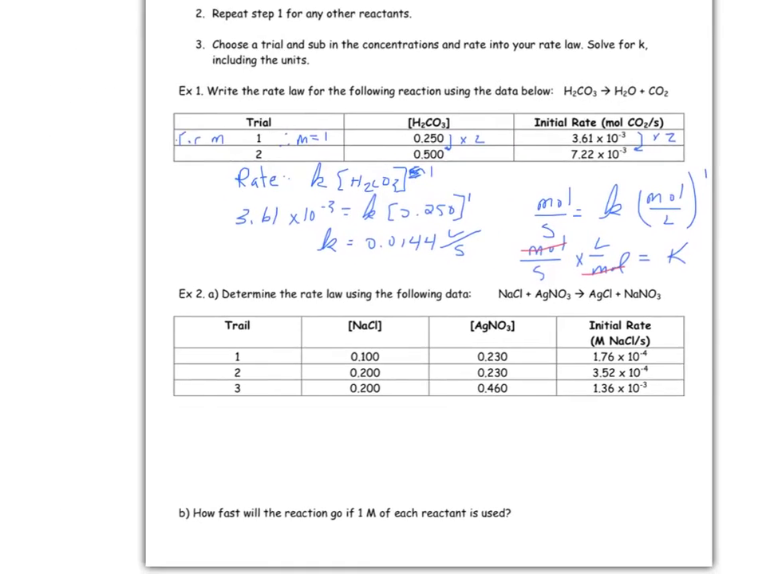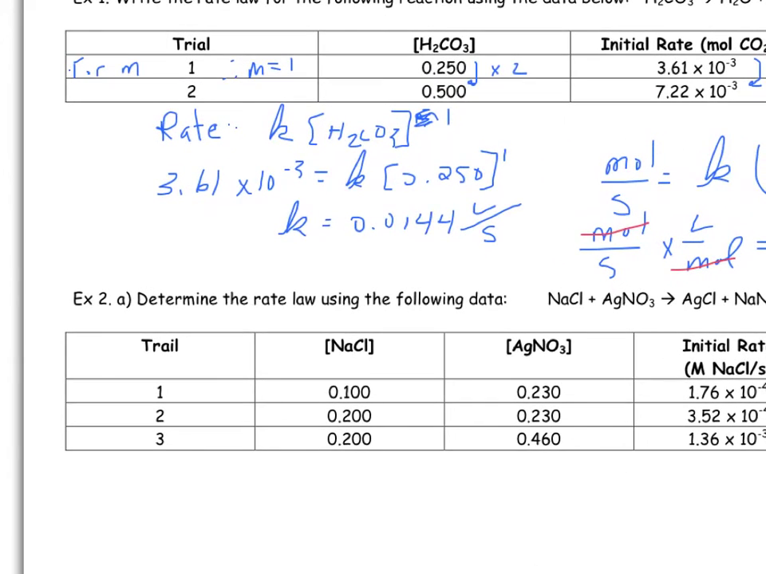Therefore, my rate law is this. Rate equals 0.0144 liters per second times H2CO3 to the 1.